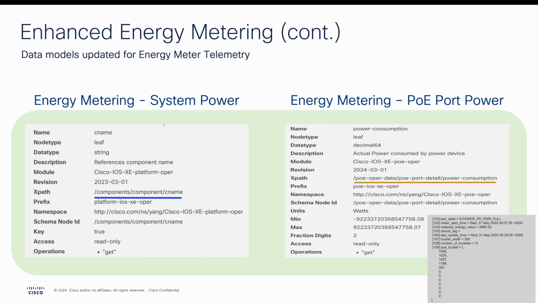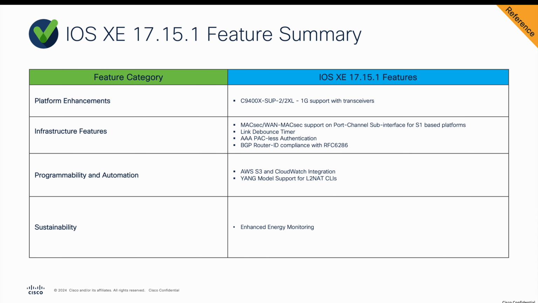XE 17.15.1. So overall, this release has various different feature additions, ranging from the platform enhancements with the addition of 1 gig support with transceivers on the Catalyst 9400X. We have brought infrastructure features with the WAN MACsec support on port channel sub-interfaces with the 9500X as well as 9600X. We introduced the link debounce timer capability on the 9500X as well as the 9600X. We are also bringing forth the AAA passwordless authentication alongside the BGP router ID compliance with RFC 6286 industry standard.